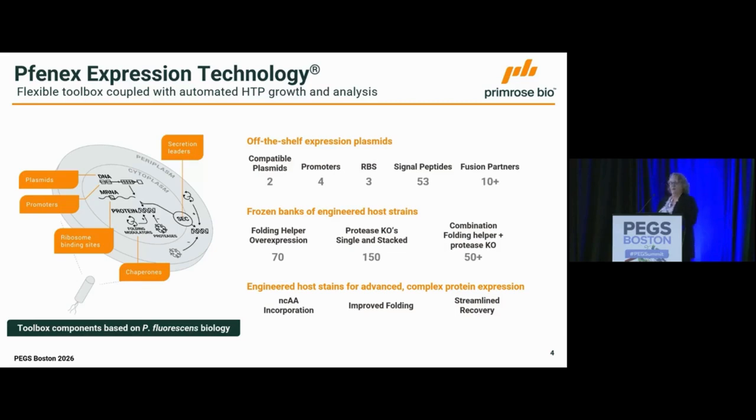And we combine that with an array of different host strains. So these are engineered to help proteins to fold properly, really focused on quality. So we've got a number of folding helper overexpression strains, protease knockouts, things that can reduce nibbling and chewing of your protein of interest. And then more recently, we've been focused on some more advanced tools for non-canonical amino acid incorporation, other tools for improved folding, and then streamlined recovery.